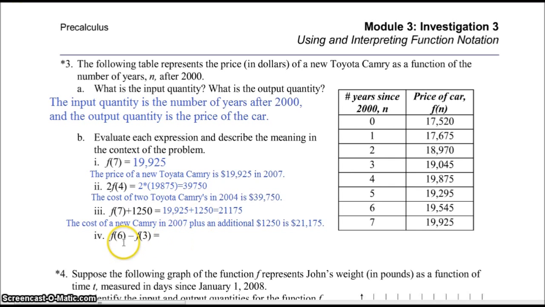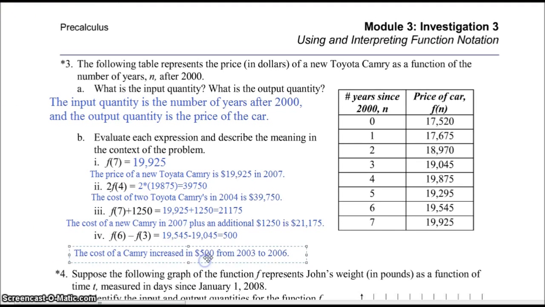In part 4, we have f of 6 minus f of 3. So the price of a Camry in 2006, which is $19,545, minus the cost of a Camry in 2003, $19,045. So that comes out to $500, and we could say something like the cost of a Camry increased by $500 from 2003 to 2006.